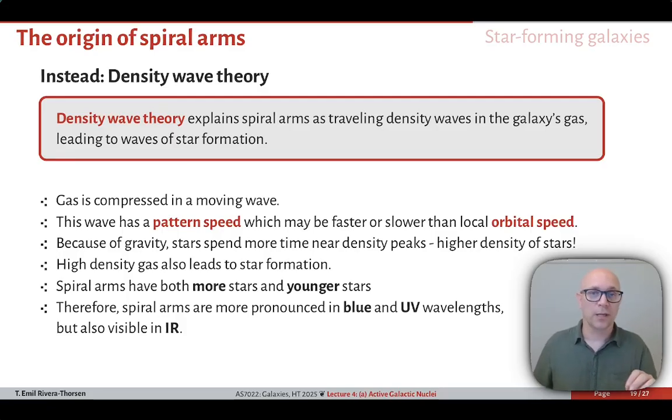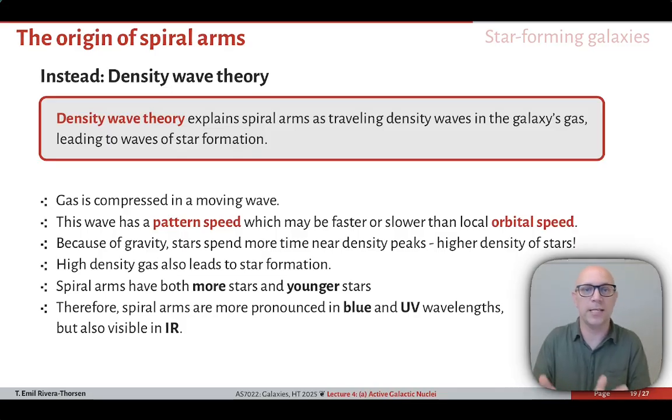So in this scenario, because of the gravity, the stars spend more time near the density peak. So there is an actual higher density of stars. However, this is perhaps not the most dominant reason why we see the spiral arms, because the higher density of stars is not a super strong effect. It is there, but it is not the strongest one.